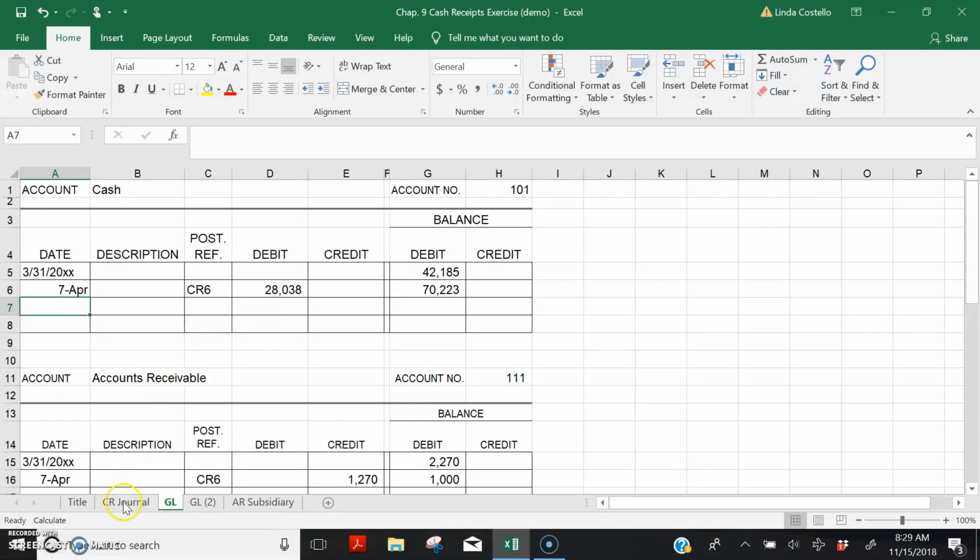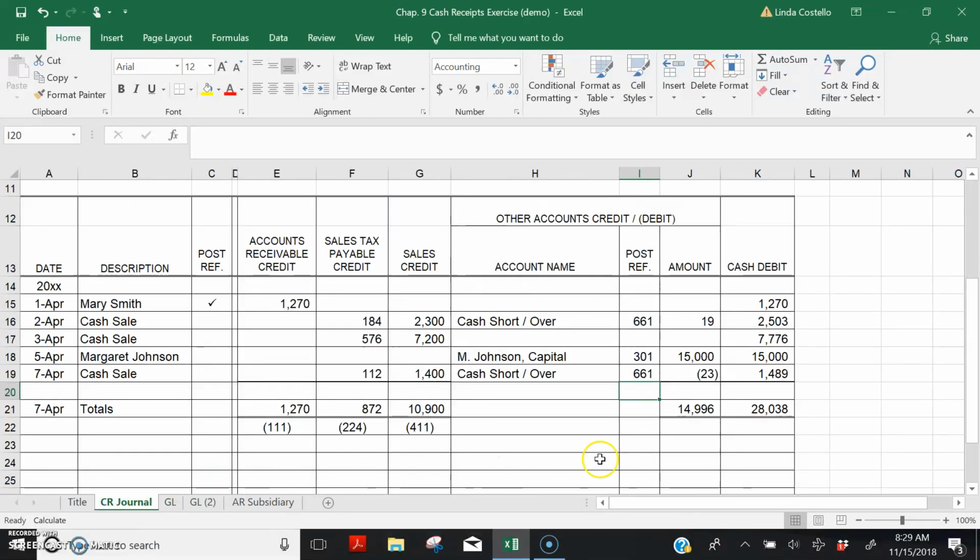Return to the cash receipts journal and record account number 101 underneath the $28,038 total for the cash debit column. The book also recommends that when you finish posting the other accounts columns, you put an X underneath that total to show that all of the numbers in those columns have been posted.